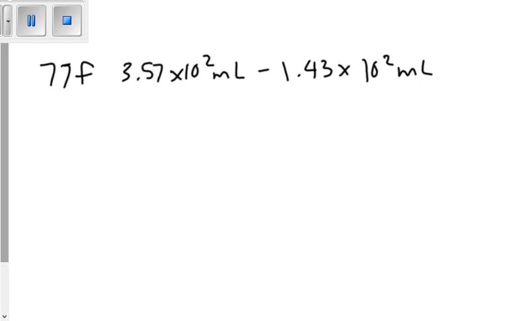Well, look at that. Okay, so the exponents are the same, so you don't have to worry about changing anything. You can just simply perform your subtraction. So 3.57 minus 1.43 would give you 2.14, and your exponents are the same, 10 to the second milliliters.